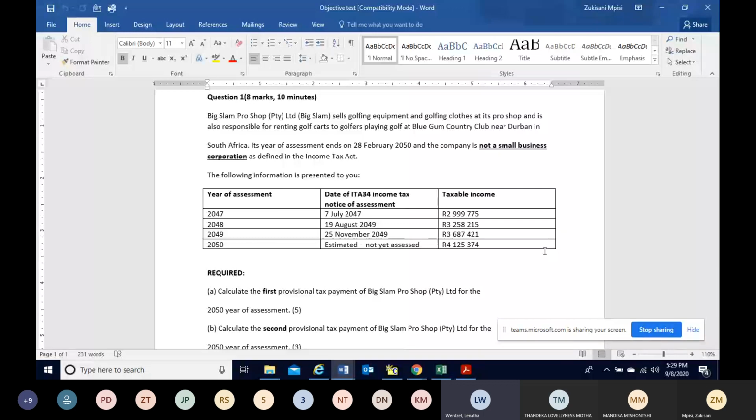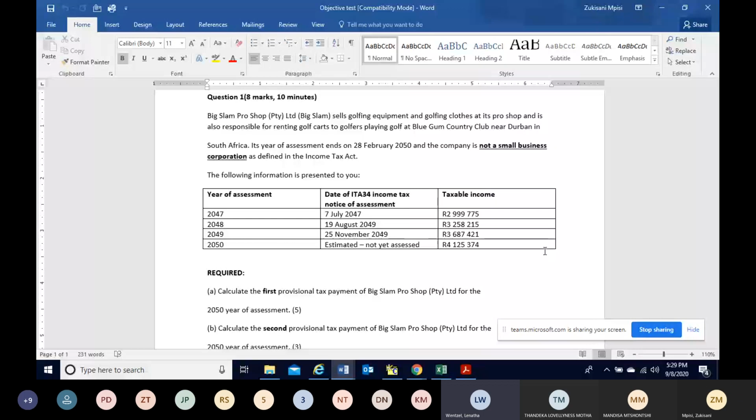If you go to the main MyUnisa page, not the eTutor page, under the discussion forum, Learning Unit 3, one of the discussion lines is the provisional tax video. And there's a link to the YouTube video where I actually present this. This was recorded in 2018, but all the rules still apply because there are no legislation changes for the provisional tax. And since this is a future year of assessment, you can assume that the current year of assessment is 2050. So that would be your year of assessment that you are working with.